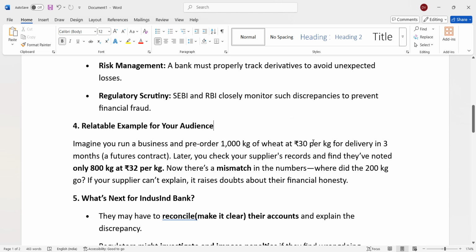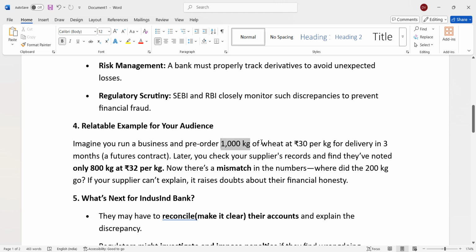If it is 60, you are going to pay 30 rupees. This is called a futures contract. So what happened in Indusland Bank is, it checks their supplier records and finds they have noted 800 kg at 32 per kg. Hope you guys understand this.